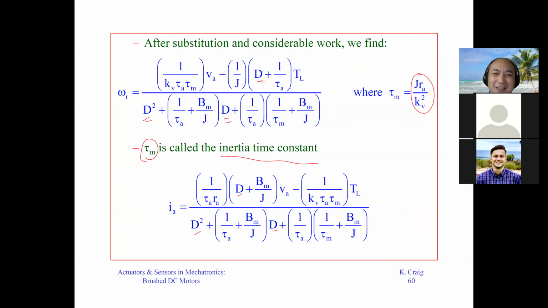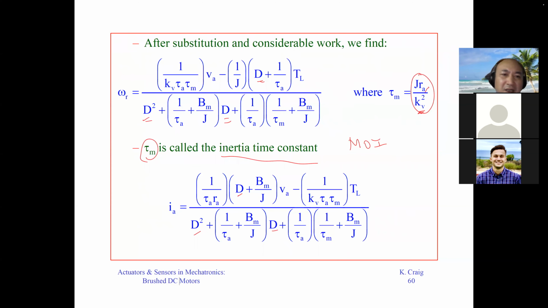So it's called the inertial time constant. It's due to the external mechanical load and all the equivalent moment of inertia, as well as your system Kv and armature's resistance.